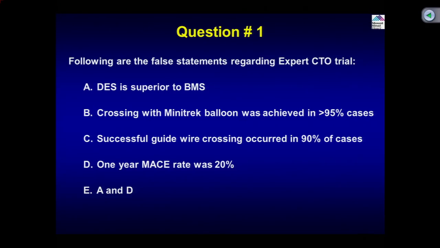One, the following are false statements regarding the EXPERT CTO trial. A, DES is superior to BMS. B, crossing with a mini track balloon was achieved in 95% of cases. C, successful guide wire crossing occurred in 90% of cases. D, 1 year MACE rate was 20%. So which is the false?